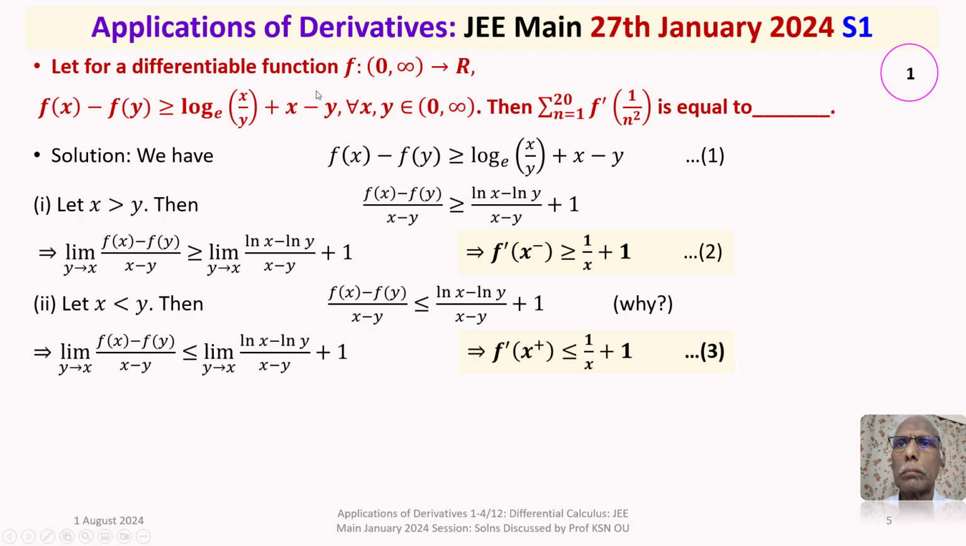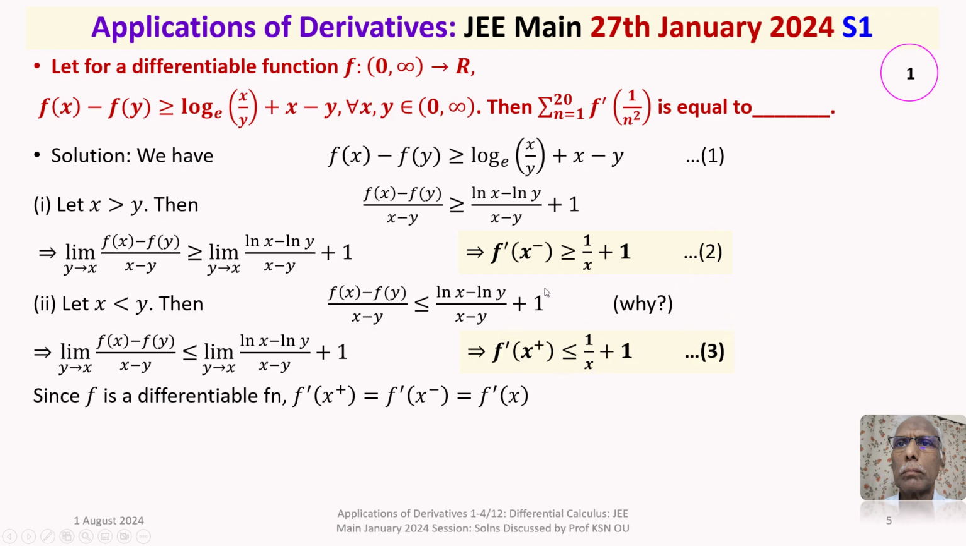Now f is given to be a differentiable function. When it is differentiable, both left hand derivative and right hand derivative exist, and they are equal to the derivative of f at x. So they are equal. Right hand derivative is equal to left hand derivative is equal to derivative. Then the inequality 2 becomes f prime x greater than or equal to 1 by x plus 1. Inequality 3 becomes f prime x is less than or equal to 1 by x plus 1.